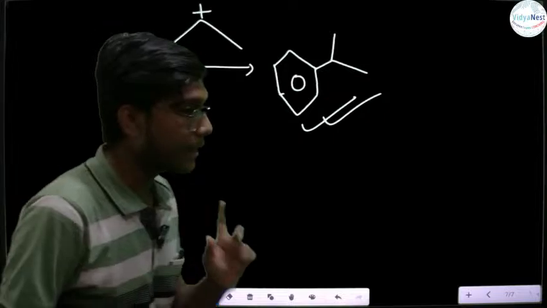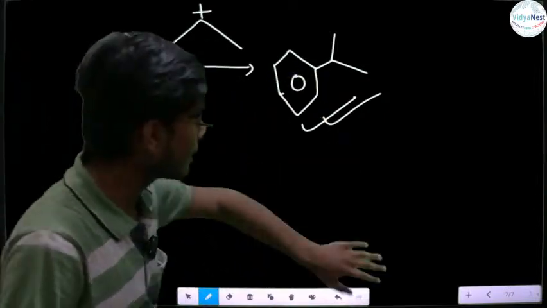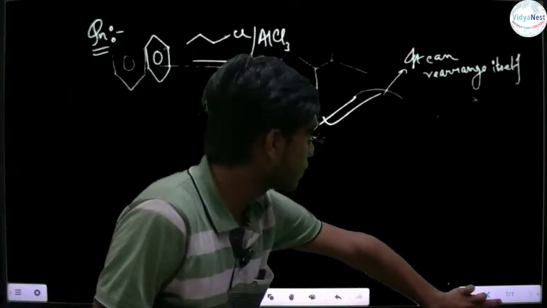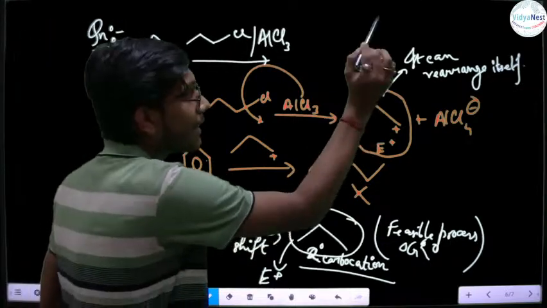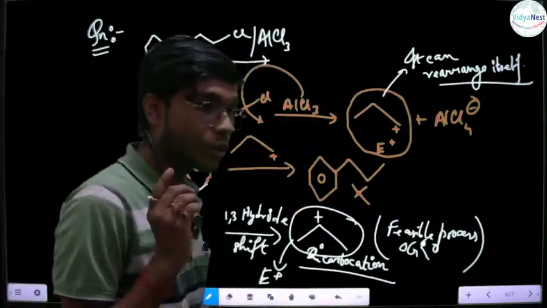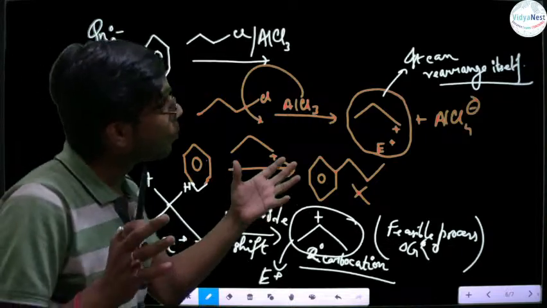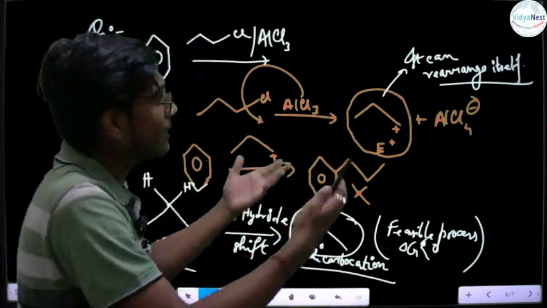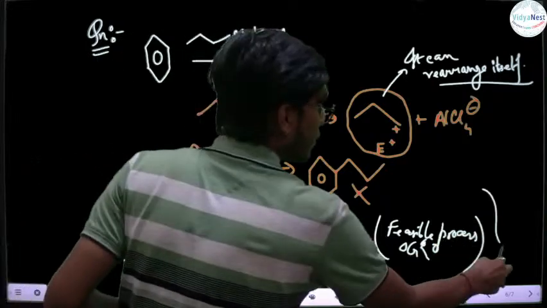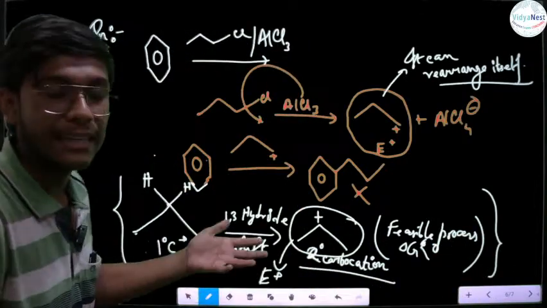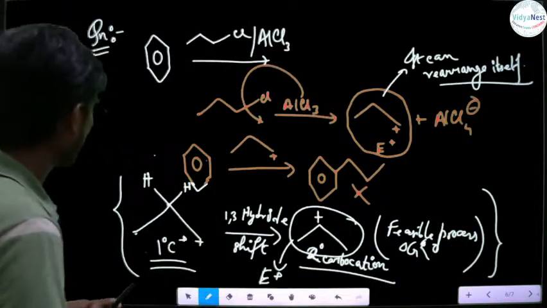So it should be clear to everyone why this is our correct answer and not this. This is wrong. Why is this wrong? Because this carbocation can rearrange itself. It was not in its most stable version. So if it can rearrange itself, it can rearrange by hydride shift, or by methyl shift, alkyl shift, or by phenyl shift.